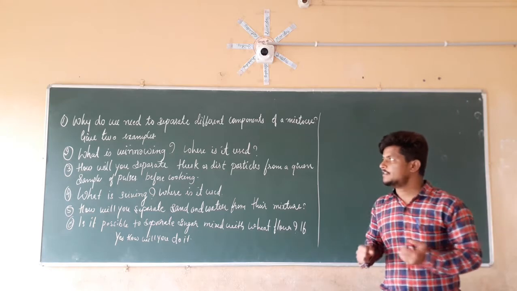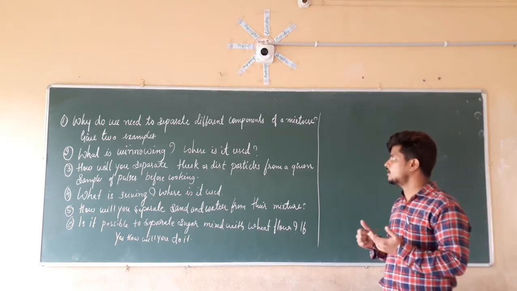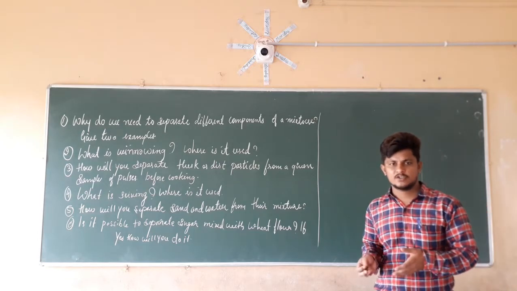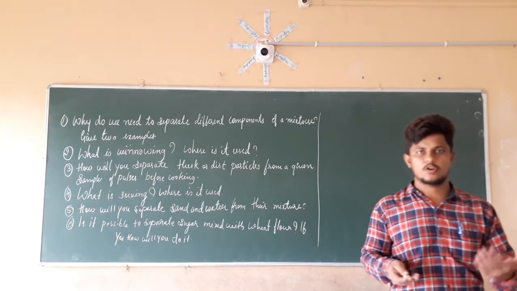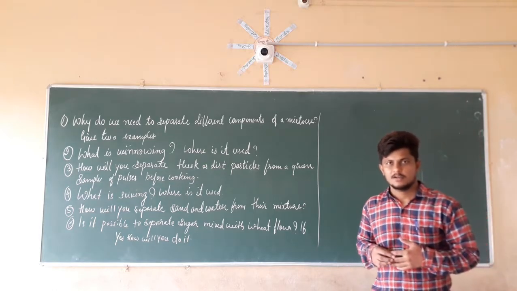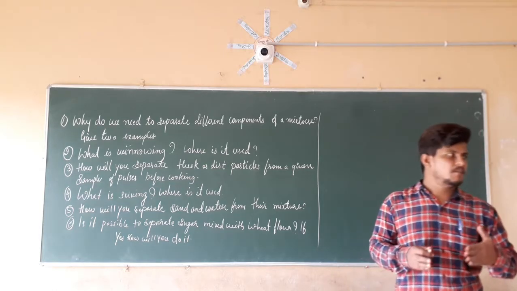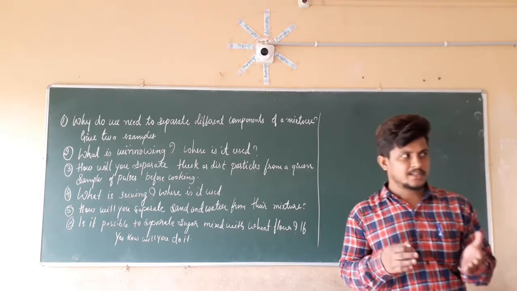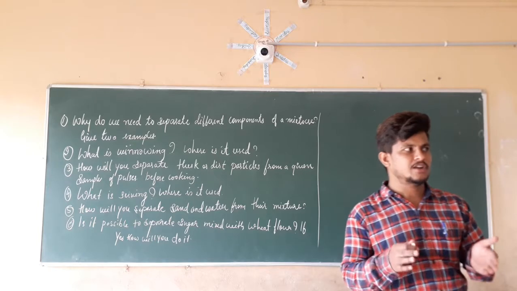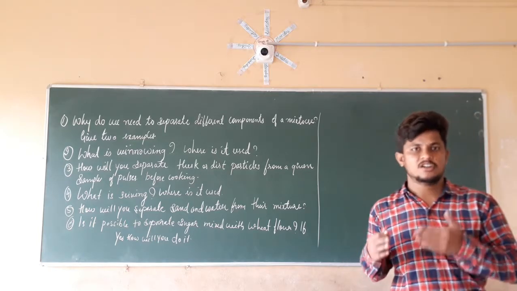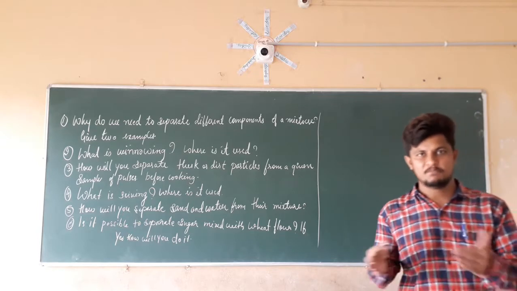So what is the need for separating the different components of a mixture? We already know that a mixture contains two or more components. If you take the example of tea, in that mixture some components are useful and essential, and some components are not useful and non-essential. So the non-essential parts should be separated from the essential parts.